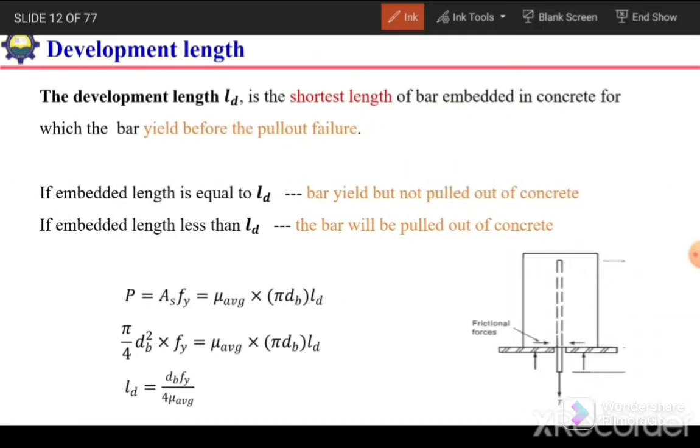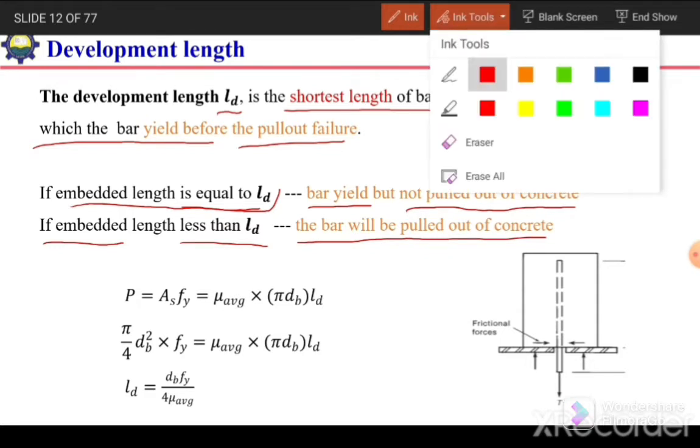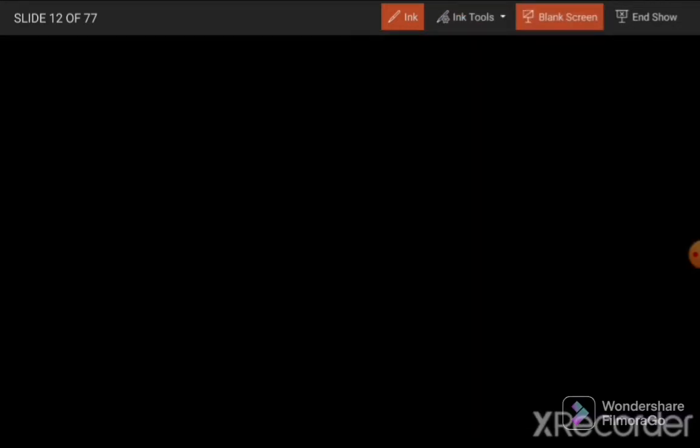Development length is denoted by LD, and it is the shortest length of a bar embedded in concrete for which the bar yields before the pull-out failure. If the embedded length is equal to LD, the bar yields but is not pulled out of the concrete. But if the embedded length is less than LD, the bar will be pulled out of the concrete. We can understand this in this way.